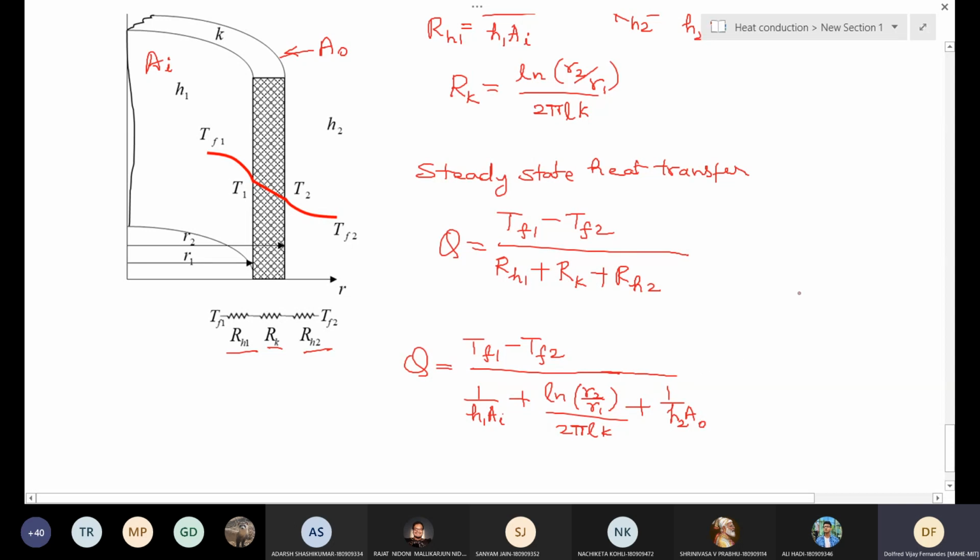Now write the areas first. The inner area is at radius R1, so Ai is 2 pi R1 L, and A outer is nothing but 2 pi R2 L. So the outer area is more than the inner area.